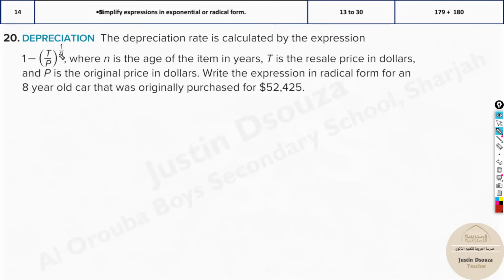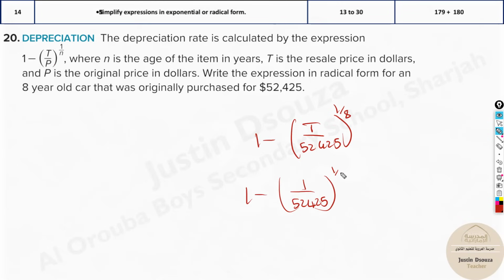Now here, this is an exponential, right? Let's write over here. What do we know? Do we know the resale price? No, let that be t itself. We know this price, that is 52425. Age is given as 1/8. So just put it in the calculator for this. Let's split it out. I'll show you how to split it out. Since it's in radical form, I can write it. First let me split out 425, the whole power 1/8, and this one t power 1/8. Now you can put this in the calculator and solve.